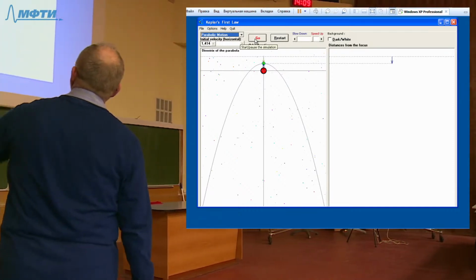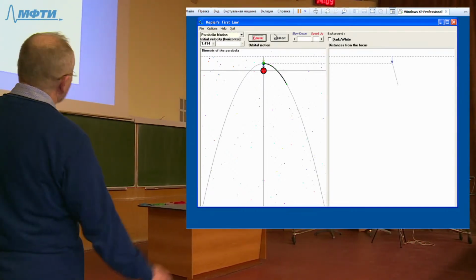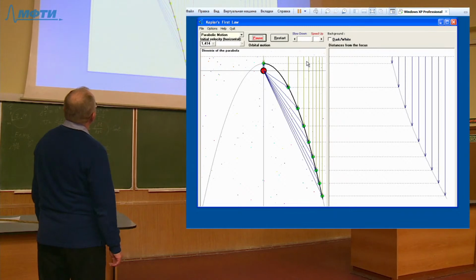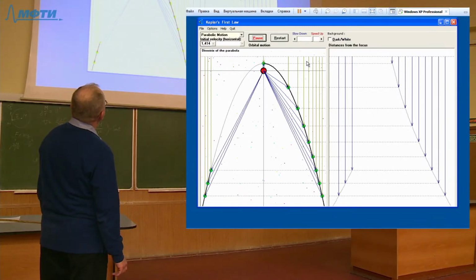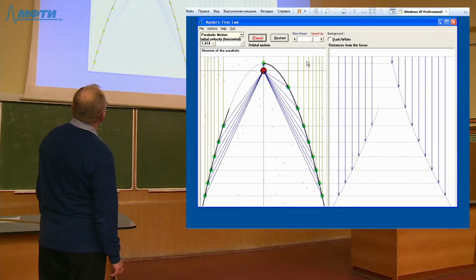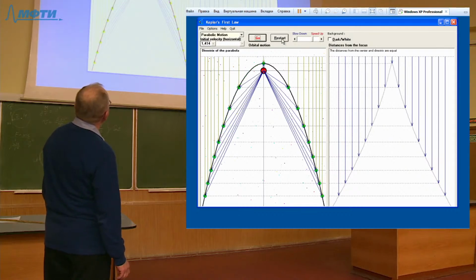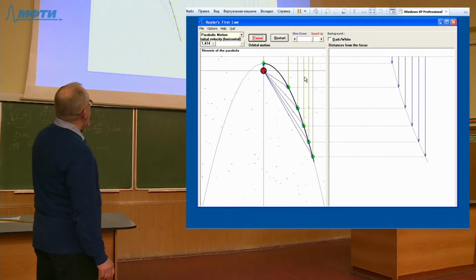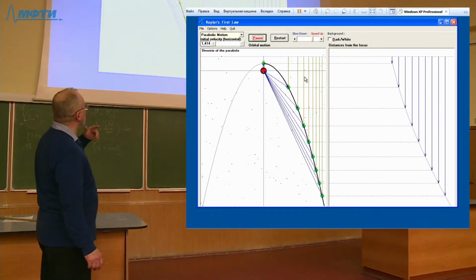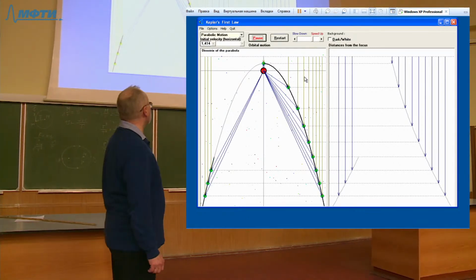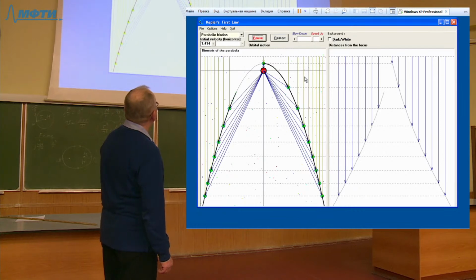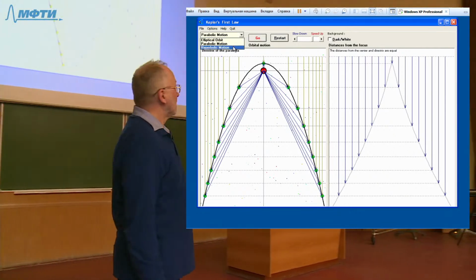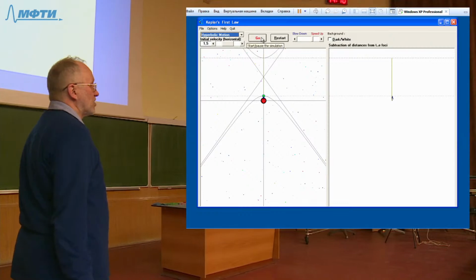Now we start the motion of some body like a comet. It goes along a parabolic trajectory, but the same law of equal areas swept during equal time intervals will be applicable here. The same Kepler's law, equal areas swept during equal time intervals. That's what really happens when the comet goes along a parabolic trajectory.